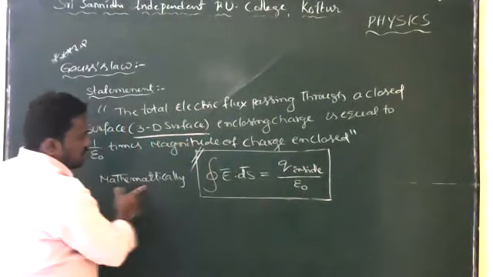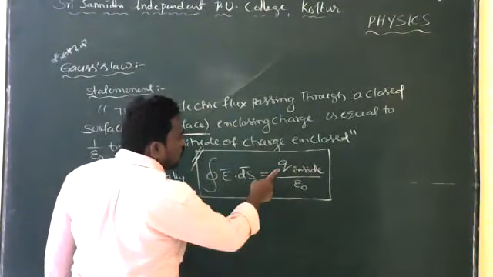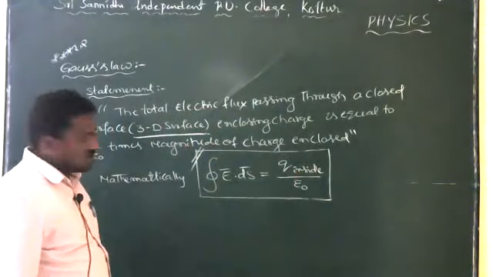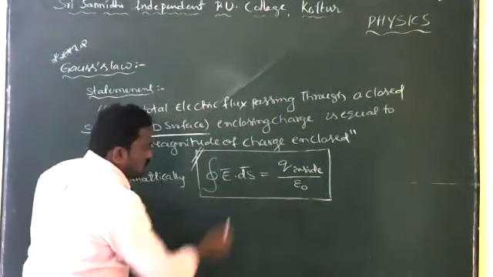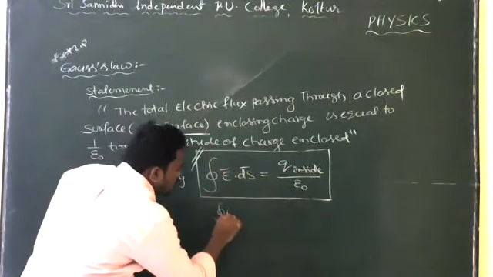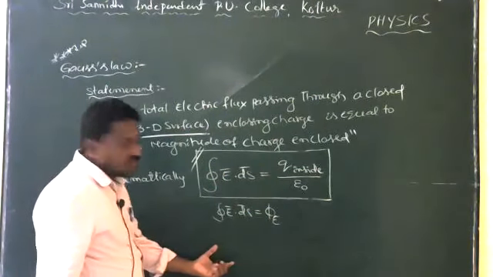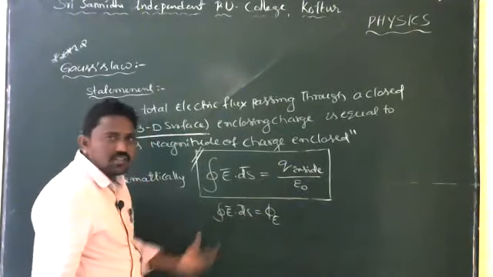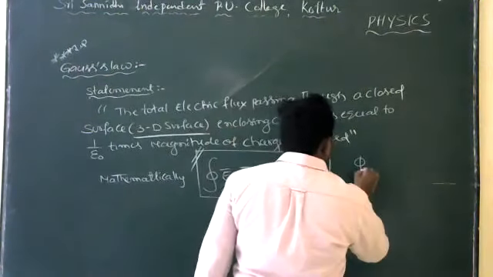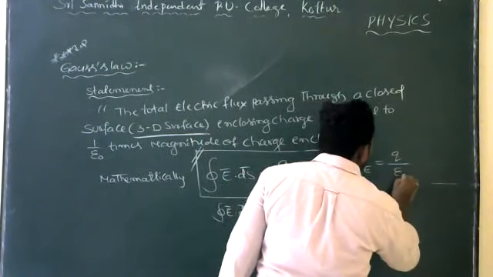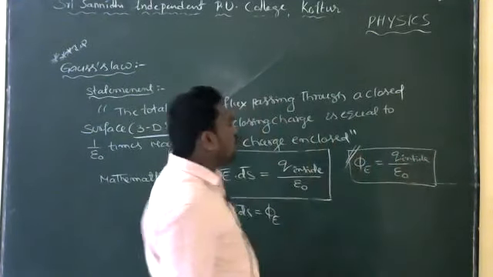So how to write the expression for Gauss's law? Closed integral E dot dS is equal to Q inside divided by epsilon naught. Now in this equation, closed integral E dot dS is equal to electric flux, phi E. I already discussed this. So substituting the value, phi E is equal to Q inside divided by epsilon naught. This is the mathematical form of Gauss's law.